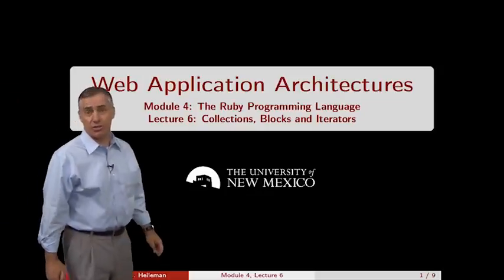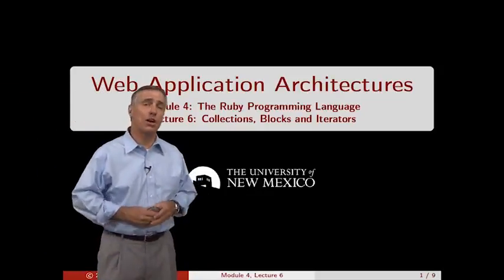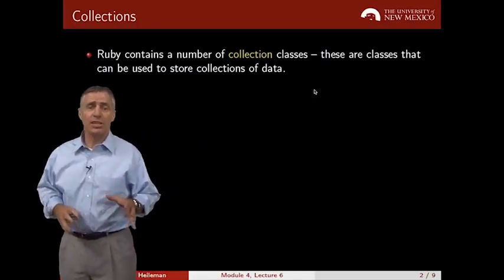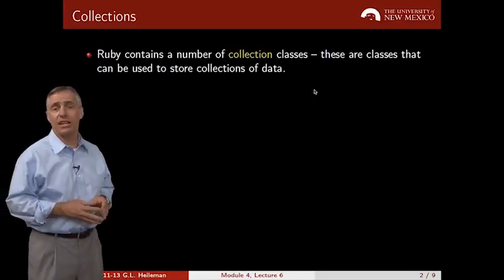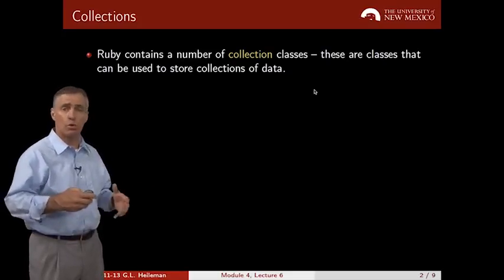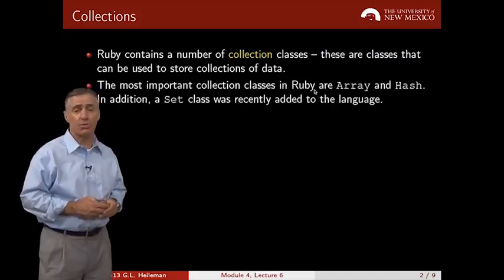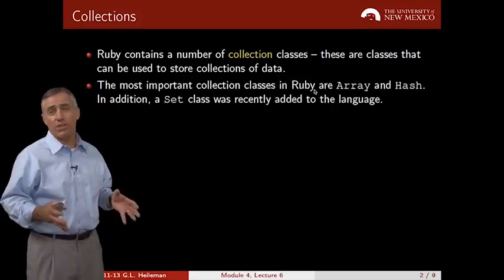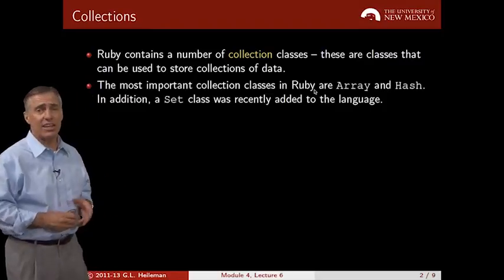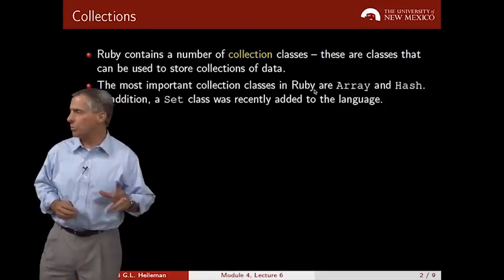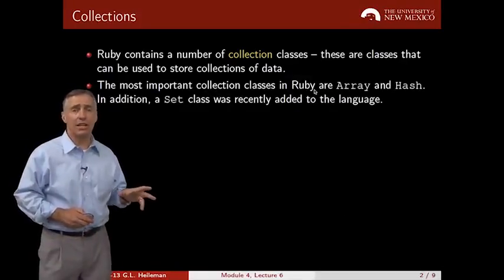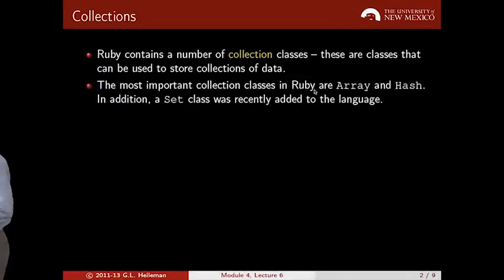Welcome to the sixth lecture in Module 4, and in this lecture we'll talk about collections, blocks, and iterators. Now, Ruby contains a number of collection classes, and collection classes are just collections of objects that allow you to store them in one convenient place and refer to them. The most important of these are the array and hash classes, and there's also a set class and a few others. There's a range class, but we'll primarily see the array and hash classes used in our Rails applications.